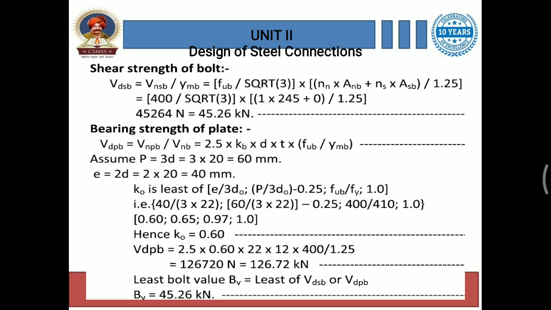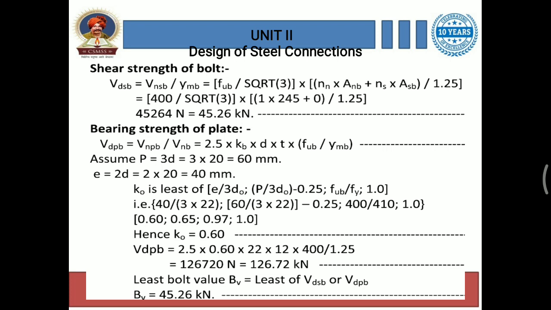Vnsb is equal to fub upon square root 3. Instead of the square root sign, they have mentioned SQRT. fub upon square root of 3 into nn into Anb plus ns into Asb, whole divided by gamma mb, that is 1.25. We are finding Vdsb directly, that's why the division by gamma mb is there. fub 400 upon square root 3 into 1 into 245 Anb. nn is again 1 here, and Anb becomes 245.